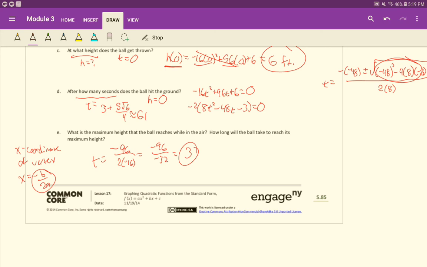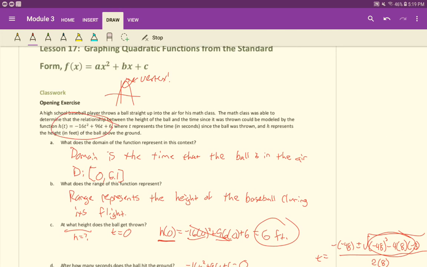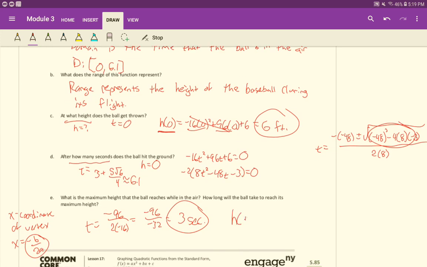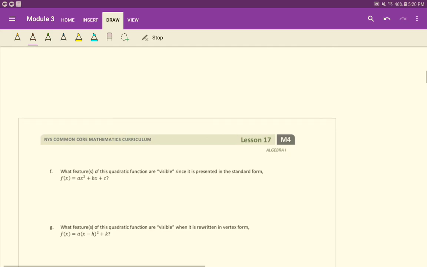So then now that we know the time that the ball is at the highest point, how can we figure out what the actual height is? Well, we know the time, so we'll just plug it back into the function. So it'll be h of 3, which will be negative 16 times 3 squared plus 96 times 3 plus 6. Okay, and we'll just calculate this out. And we get 150. Okay, 150 feet. All right, a few more, goodness gracious.